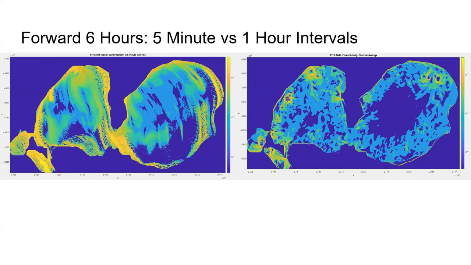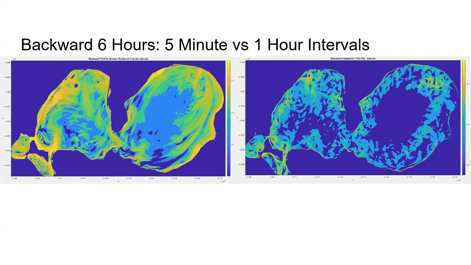Comparing the forward FTLE plots between the 1 hour intervals and 5 minute intervals. Again, just to reemphasize that you need both timestamps for each collection of data sets to be able to get a full picture, and they complement each other. Now this is backwards for the 6 hour, 5 minute, and 1 hour data sets. There's a big eddy right here, which we will discuss in more detail later.